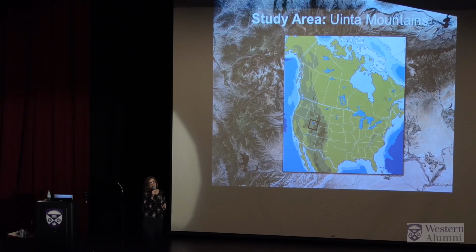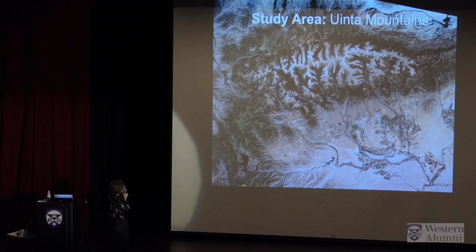My study area is the Uinta Mountains in Utah, USA, so in the western United States. This is a picture of them here in July. They're about 200 kilometers from east to west, and they're special because they're the only east-west trending mountain range in North America.